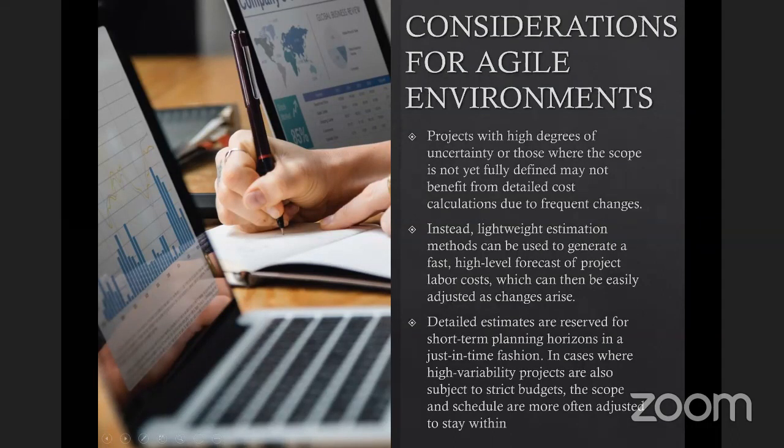Now, there are also some considerations to make when you're looking at agile or adaptive environments. Projects with high degrees of uncertainty, or those where the scope is not yet fully defined, may not benefit from detailed cost calculations due to frequent changes. So because of frequent changes, it will be difficult to stick with project cost management. Instead, lightweight estimation methods can be used to generate a fast, high-level forecast of project labor costs, which can then be easily adjusted as change arises. Detailed estimates are reserved for short-term planning horizons in a just-in-time fashion. In cases where high variability projects are also subject to strict budgets, the scope and schedule are more often adjusted to stay within it.